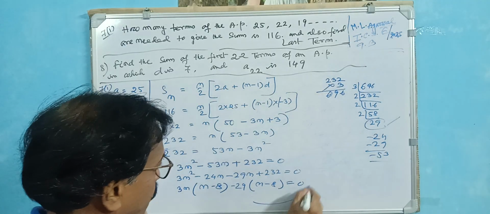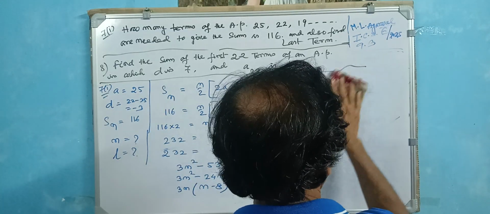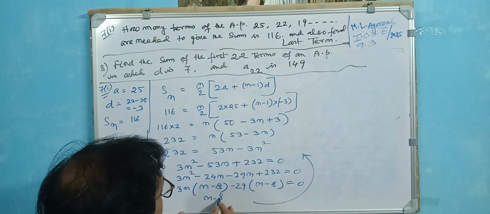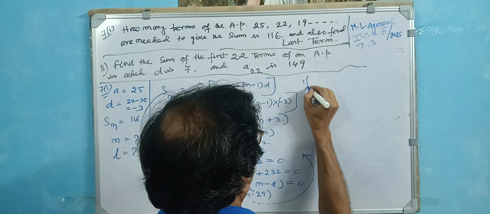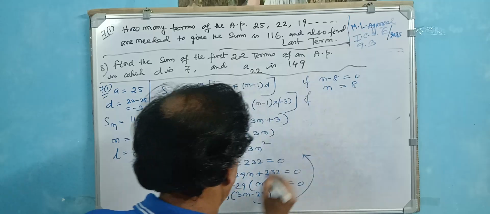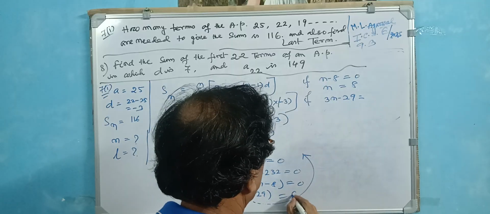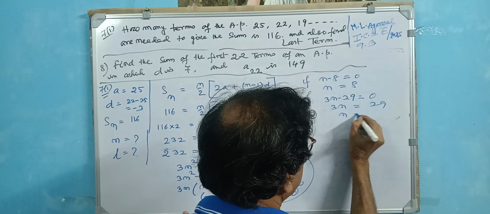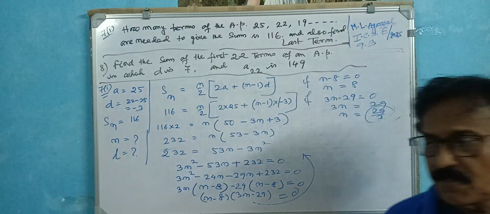So now from here, in this way, this n minus 8 is common. So this is 3n minus 29. Same problem. If n minus 8 is 0, n is 8. If 3n minus 29 is equal to 0, then 3n is equal to 29 and n is equal to 29 by 3, but this is a fraction. The number of terms cannot be a fraction.